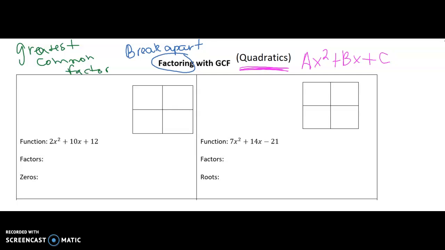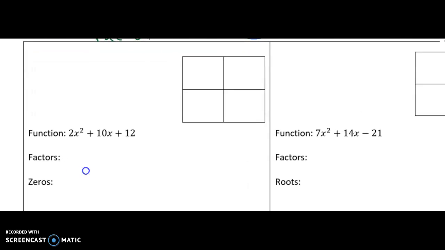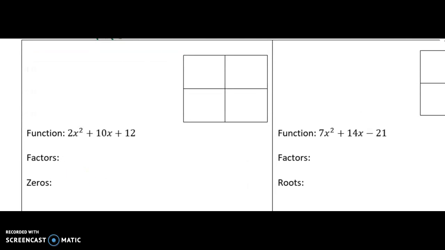So let's go ahead and get started. Let's look at this first example. Our function is 2x squared plus 10x plus 12. This example is a little different from the other examples based on the fact that this number in front of x squared is greater than 1. Our a, the coefficient in front of x squared, is 2. And that would make our life a little bit harder when factoring. It doesn't mean it's impossible to factor it with that, but we want to try to get rid of that 2x squared so that we can factor a little bit easier.